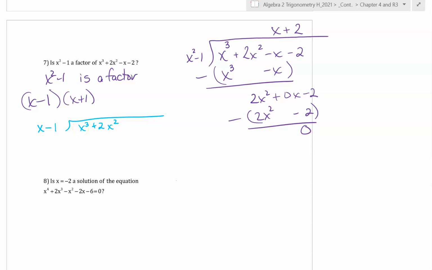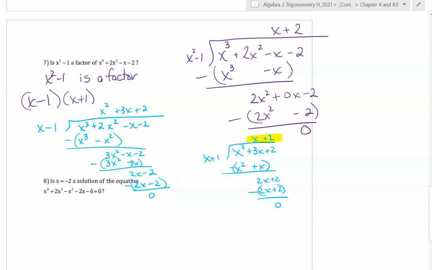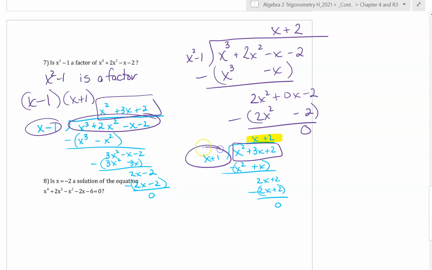Give it a try. Okay, so notice first I used long division, and here's my dividend, here's my divisor, and we ended up with a quotient of x squared plus 3x plus 2. And then for my second step, I used long division, and x plus 1 was the divisor. And notice we ended up with the same answer, x plus 2, as if we divided our dividend by x squared minus 1. So that's just another alternate method.